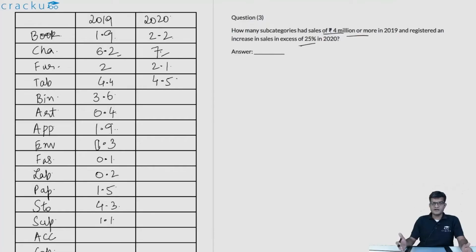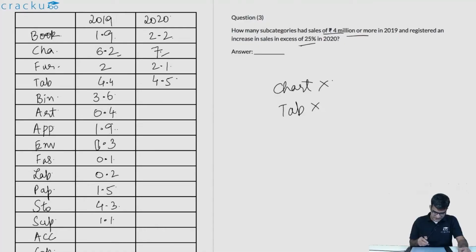Because 25% will imply that it has to increase by approximately 1/4. The 1/4 of 6.2 is around 1.5. So the increase over here is only 0.8. So we need not calculate chairs, even though this is greater than 4 million. The next one is tables. This increased from 4.4 to 4.5. So again, we can ignore it. The increase is very marginal, just 0.1. So that is definitely not 25%.